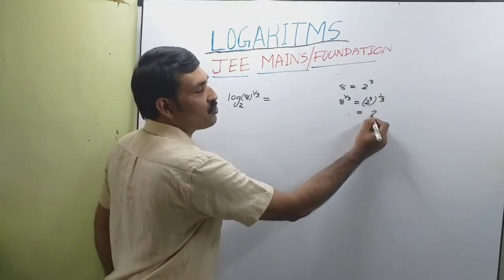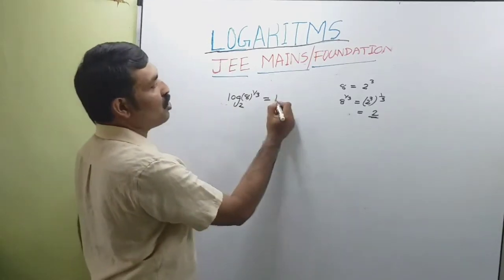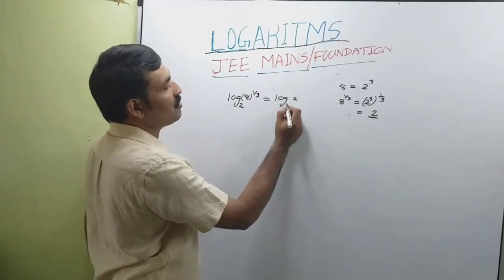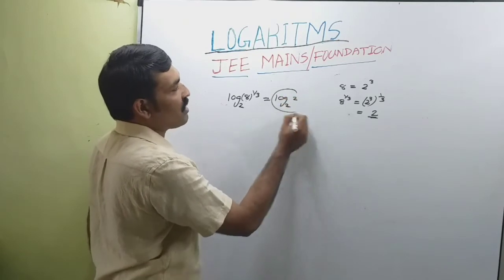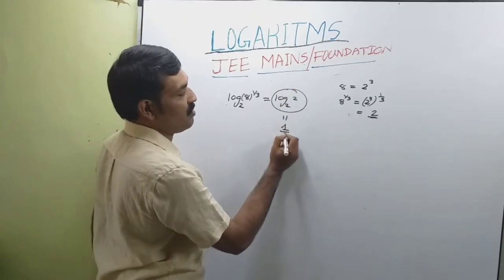That is equal to 2. So this is equal to log 2 to the base 2. The value of this is equal to 1.